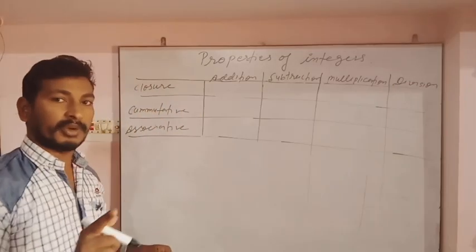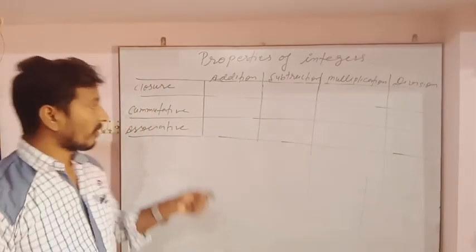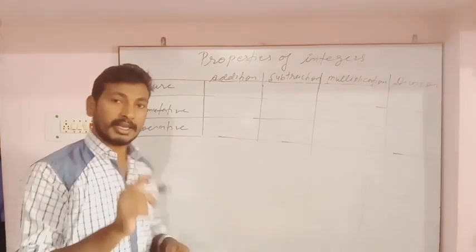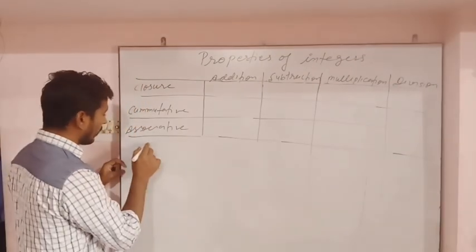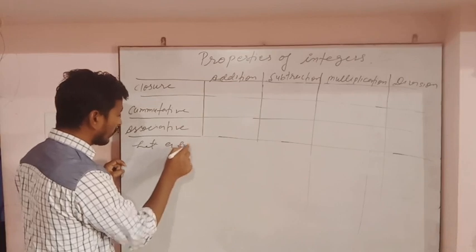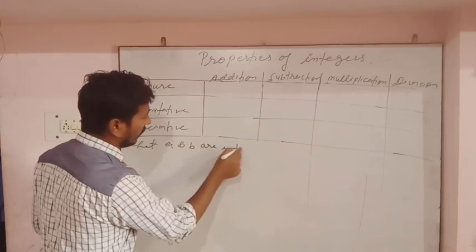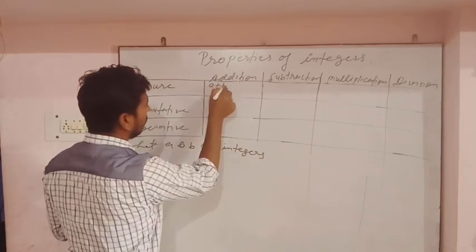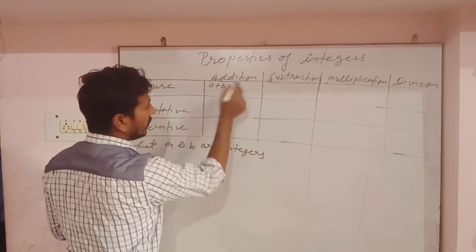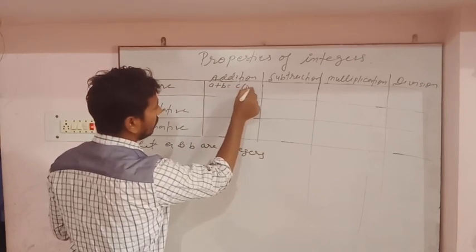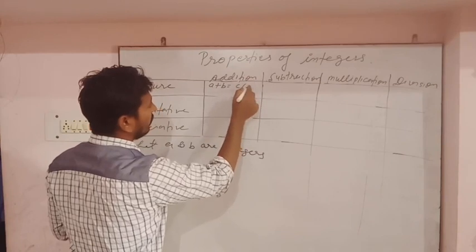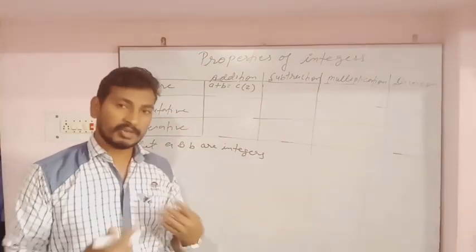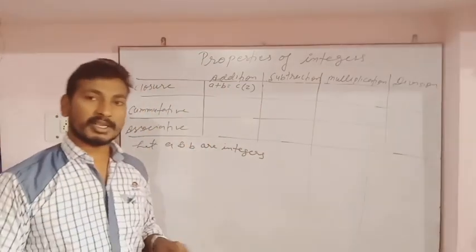So very first, closure property. What does closure property state? Closure property says that the sum of any two integers is an integer. So let a and b be integers. Then closure property says that a plus b is equal to c, and c will be an integer, and we can write integers by Z. So a plus b is equal to c. Let's check whether this statement is correct or not.